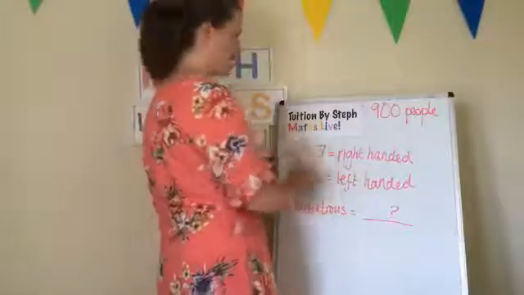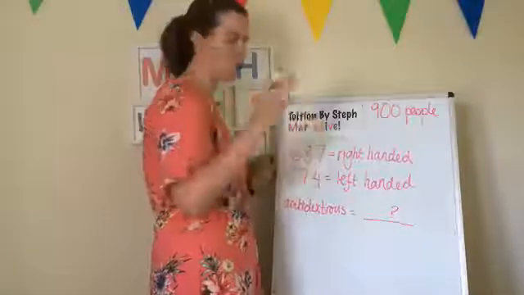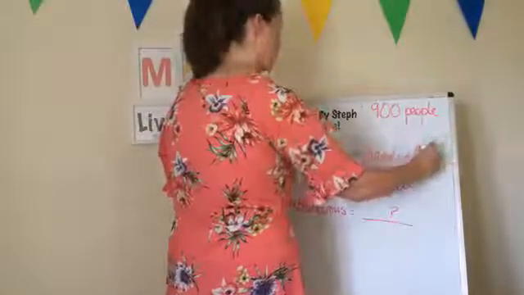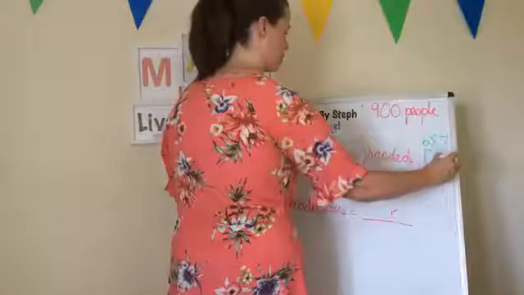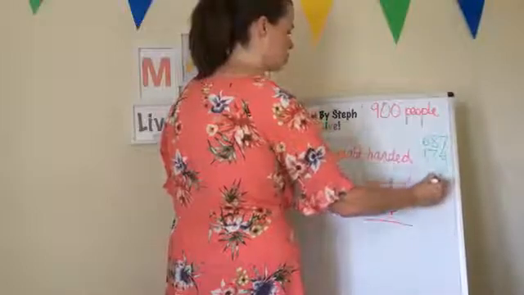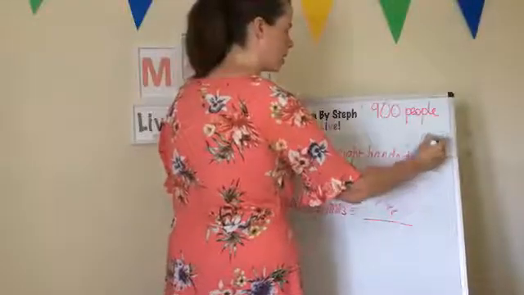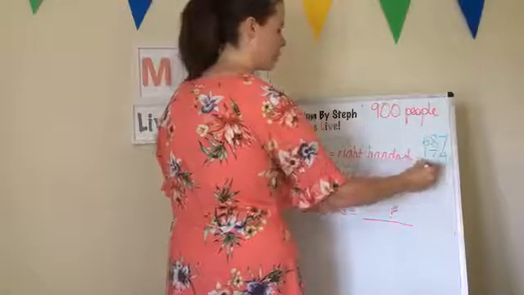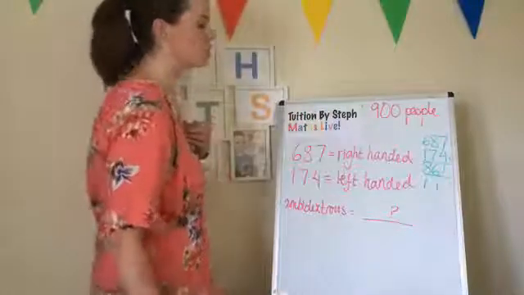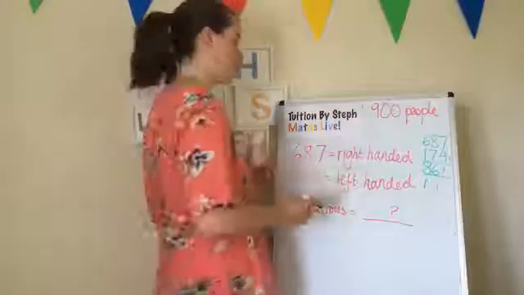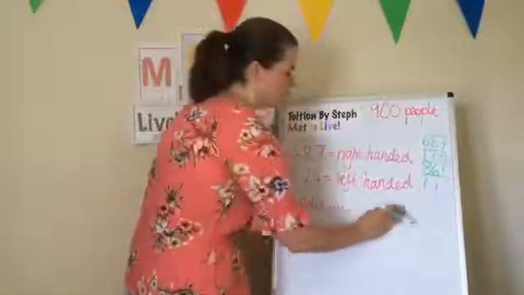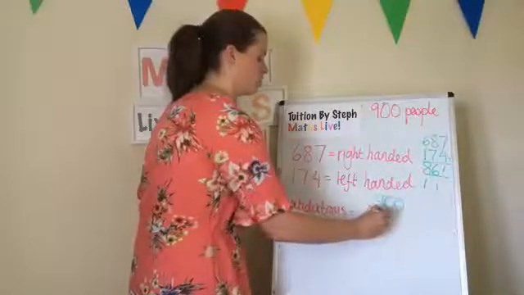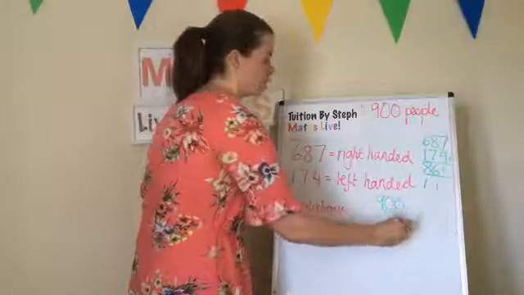So let's find out how many people we know are right-handed and left-handed all together. So we add these together. So that's 11. 7 plus 4 is 11. 8 plus 7 plus 1 is 16. 6, 7, 8. So 861 people are either left-handed or right-handed. We need to know how many are ambidextrous. There were 900 people altogether, so we do 900 subtract 861.